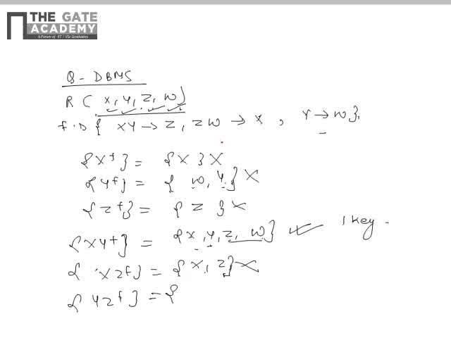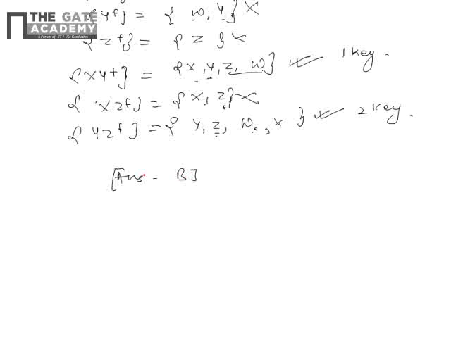It is asking for the minimal number of keys, not the maximum. So yz plus will be what? y will be there, z will be there, y determines w, and zw is a combination, so zw determines x. All four are present, so this is the second key. No need to check further, so two keys is the minimal number. It can contain 3 or 4, but we have to find the minimal number. So the answer is B.